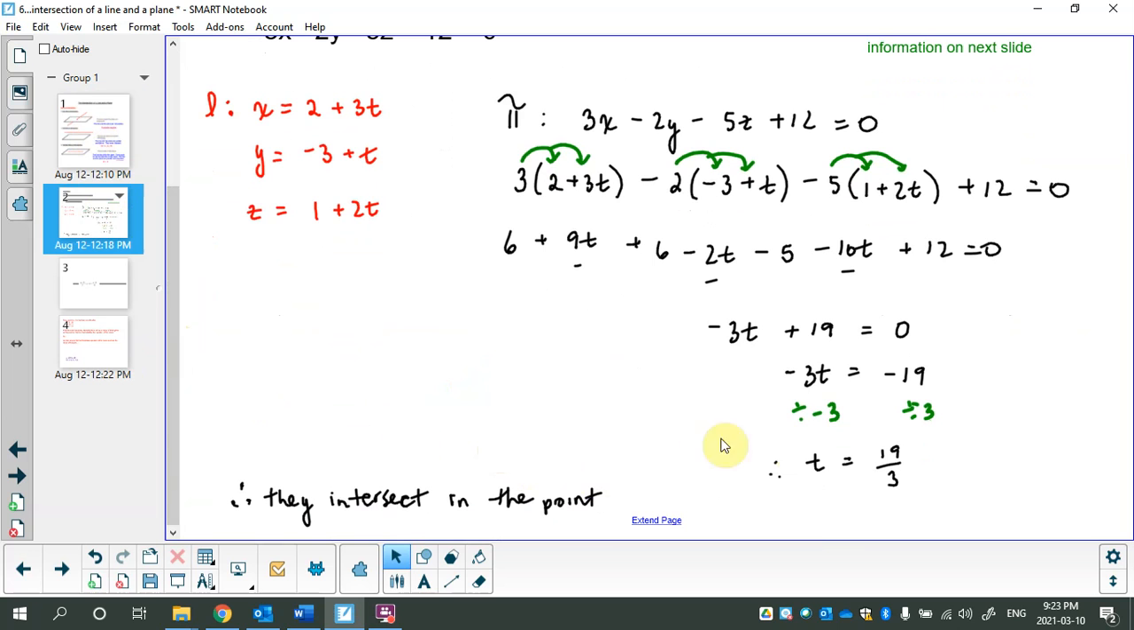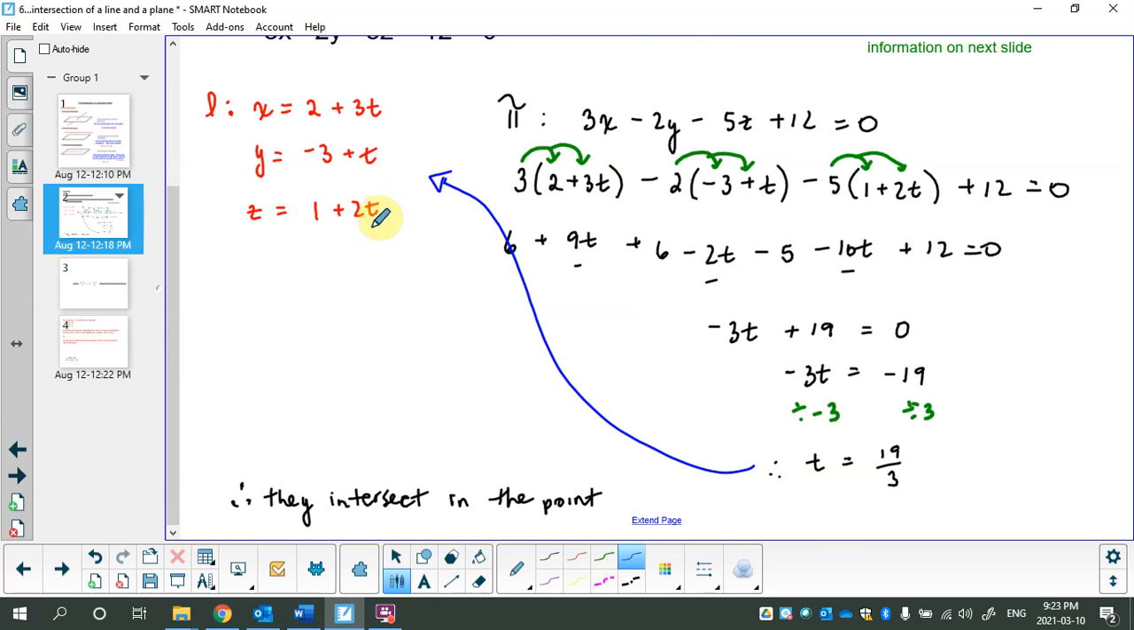What you now have to do is take this t value and sub it back into your parametric equations so that you have the specific x, the specific y, and the specific z that make this point. So I'm going to see how much I can fit in here.